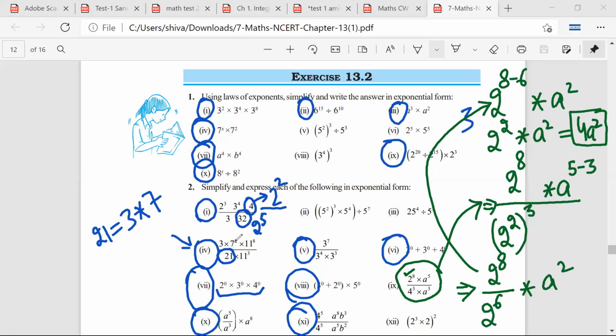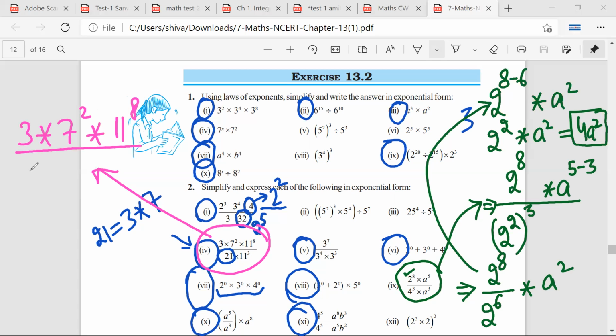And now if we come back to this question, I write this as 3 into 7 square into 11 raised to power 8 whole power 3 into 7 into 11 cube. Any doubt about this? No.